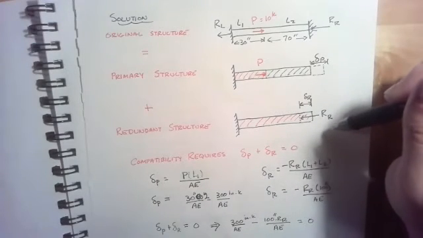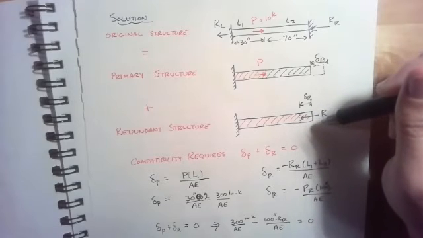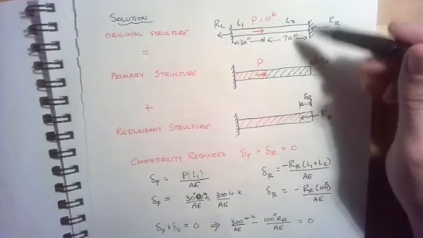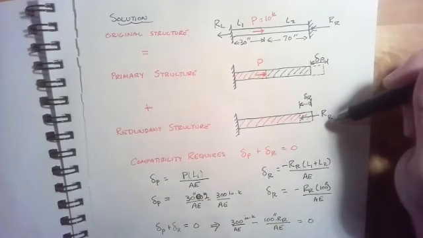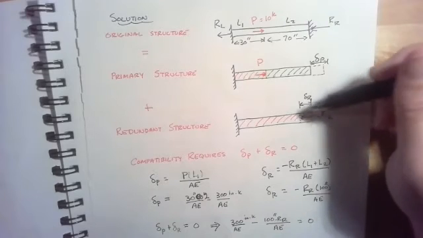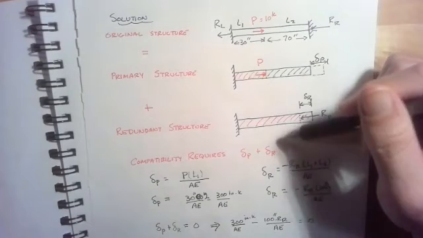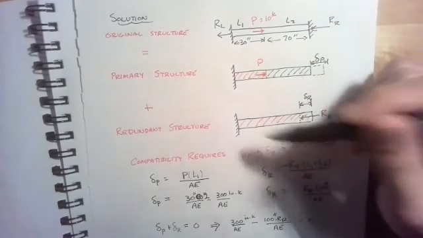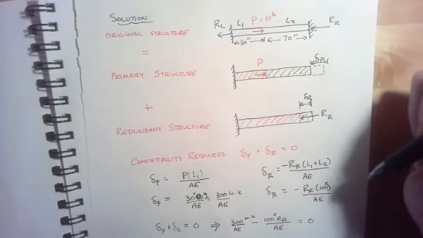Then what we will do is we will apply the right redundant reaction on the redundant structure, and we'll add these two solutions together. So we would have the right reaction that would push inward, and the whole bar is going to carry a force of RR. So the whole bar is going to undergo strain and is going to be under stress.